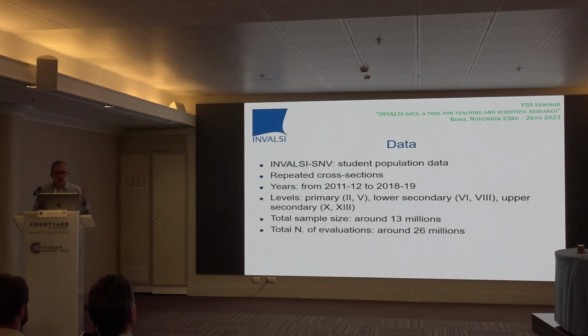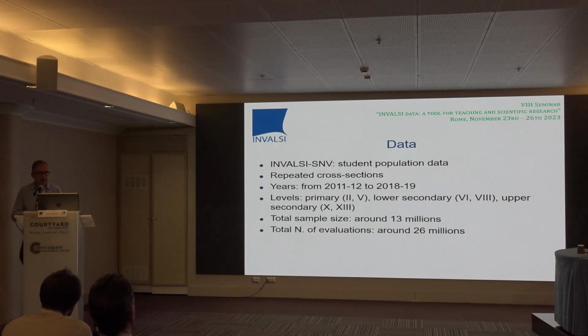For the data, I use the INVALSI data, so student population data with repeated cross-sections. For the moment, I focus on the years from 2011-12 to 2018-19, considering all the levels: 2nd, 5th, 6th, 8th, 10th, and 13th. Relying on listwise deletion, we arrive at around 13 million students, and given that we have 2 evaluations per student, we are around 26 million evaluations.